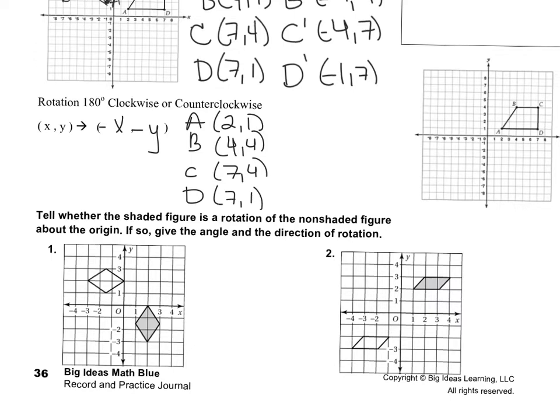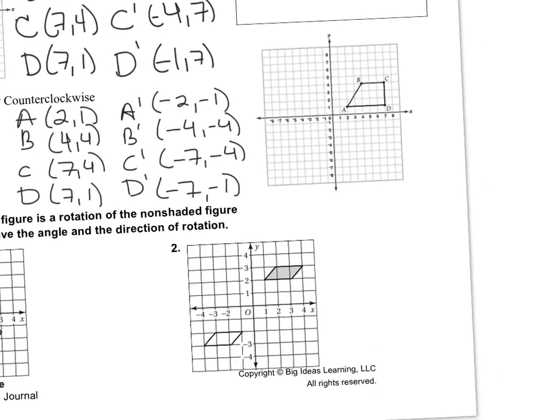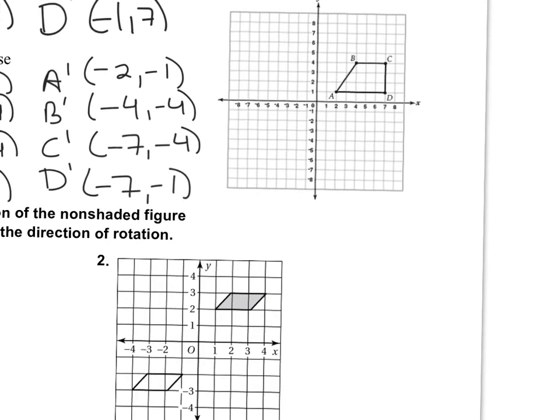When we rotate them 180 degrees, clockwise or counterclockwise, it doesn't matter, it's just a 180-degree rotation either way, you just flip their signs or change their signs. So in this case, everything was positive, so it'll become negative. Obviously, if it started off negative, then it would turn into a positive number. So let's graph those new ordered pairs.